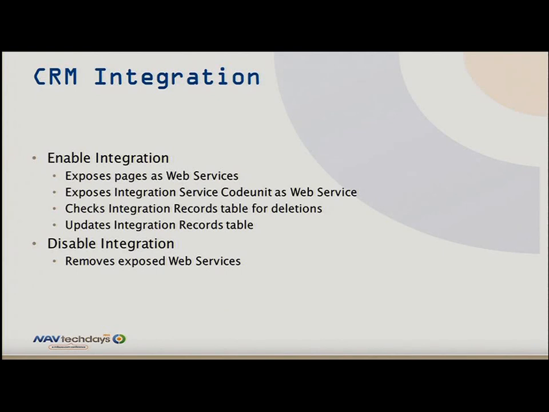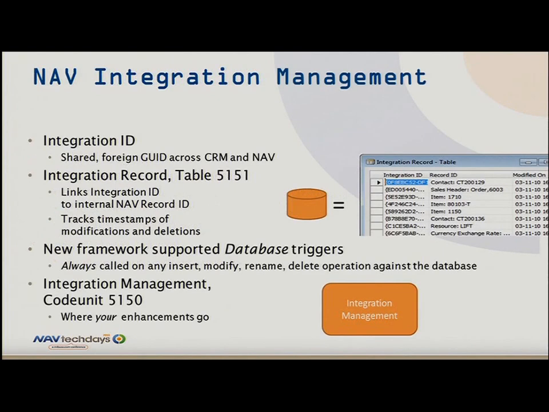So let's have a look at what actually happens here in the integration record table. Table 5151 has an integration ID, which is the GUID, and then the standard record ID, and a couple of fields on when this is modified and when this is deleted. And all of these things are then kept in sync.